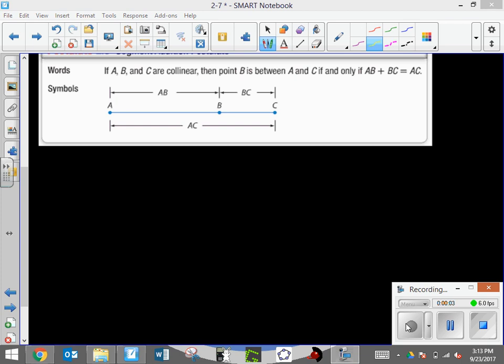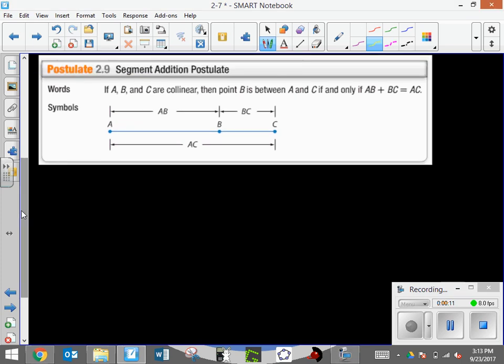Okay, we're going to prove some segments or portions of segments being congruent. And in order for us to do that, we need a postulate that's going to help us with this. And this is called the segment addition postulate.